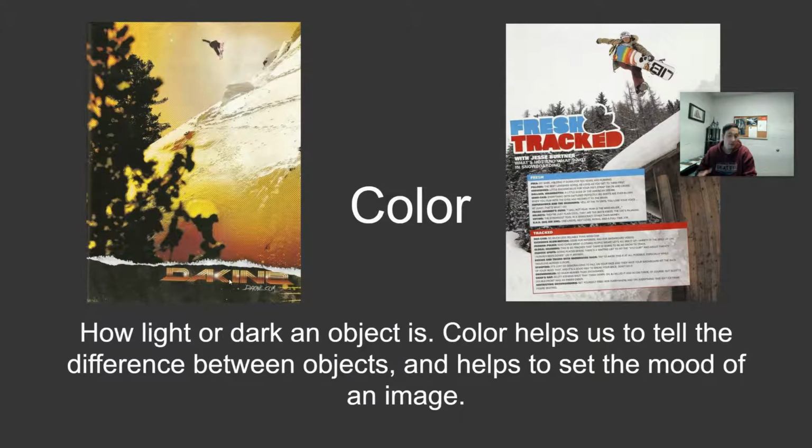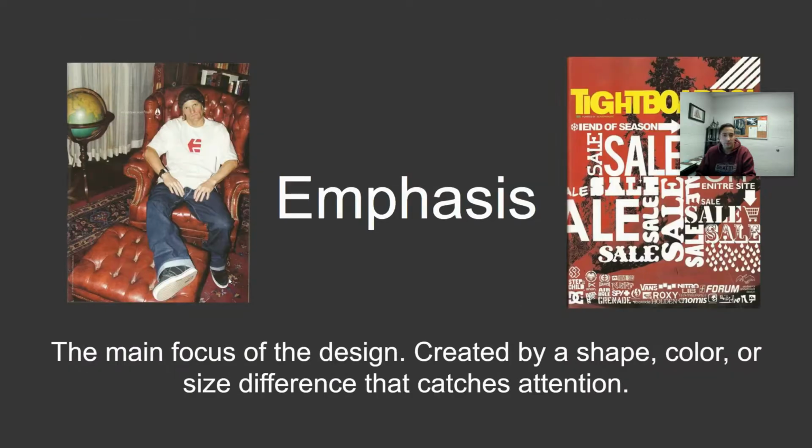So how light or dark an object is, so boldness, values, and then color helps us to tell the difference between objects so you can have things stand out and helps you set the mood of an image. So certain colors even have associations that people have when they look at them, bold or royal or sad or happy. So there's some examples there.